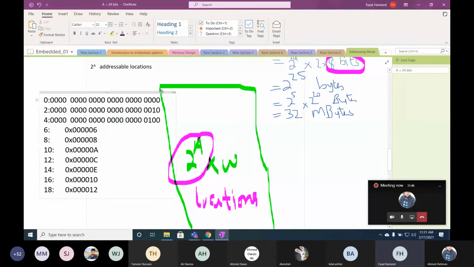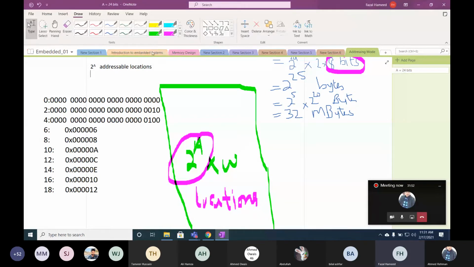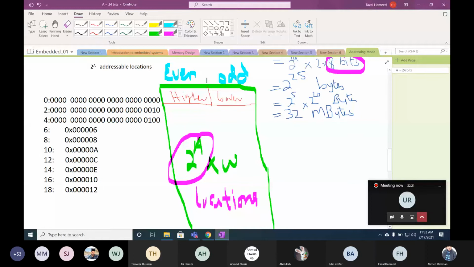Now in these addresses there are two types of addresses because it is byte addressable. So if you look here, this is the lower byte, and this is the higher byte. समझ आई बेटा या नहीं आई? The lower byte is an odd address, and this is an even address. ठीक है?